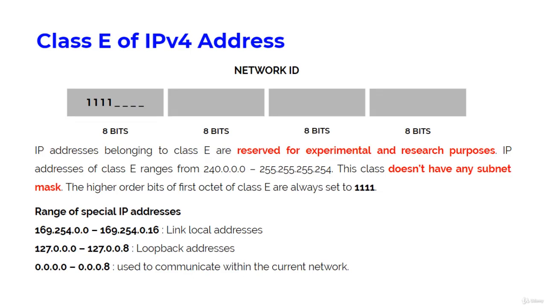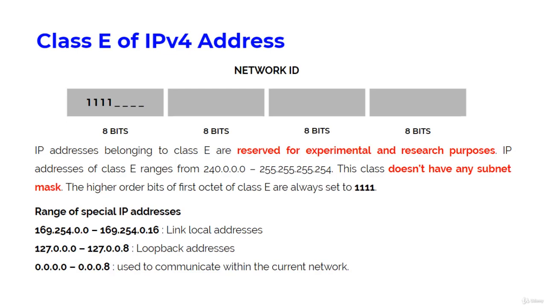Finally, moving to the last class, that is class E. IP addresses belonging to class E are reserved for experimental and research purposes. IP addresses of class E range from 240.0.0.0 to 255.255.255.254. This class doesn't have any subnet mask. So if anyone asks you which class doesn't have any subnet mask, the obvious answer is class E. The higher order bits of the first octet of class E are always set to 1111.